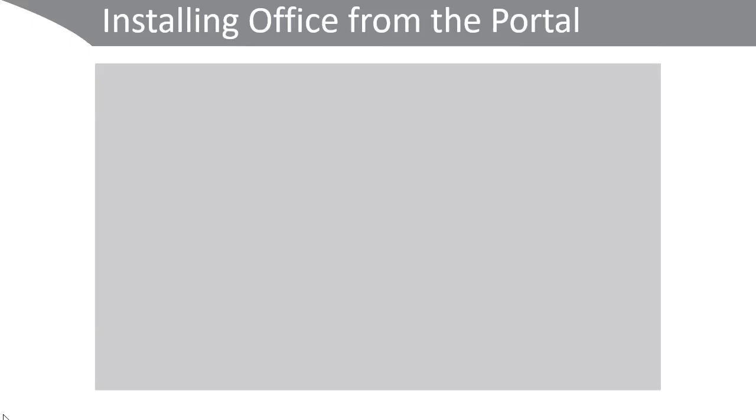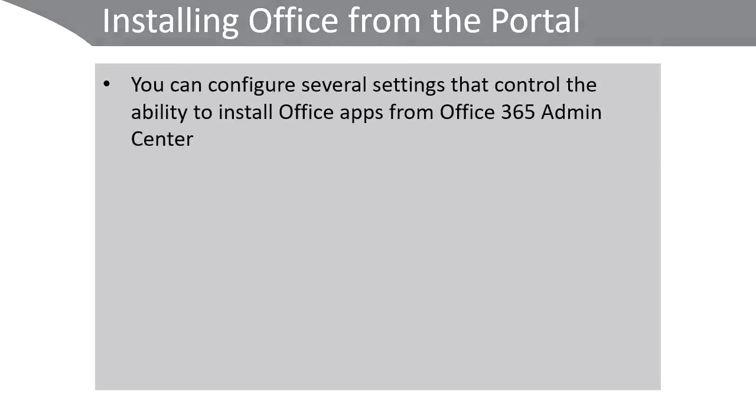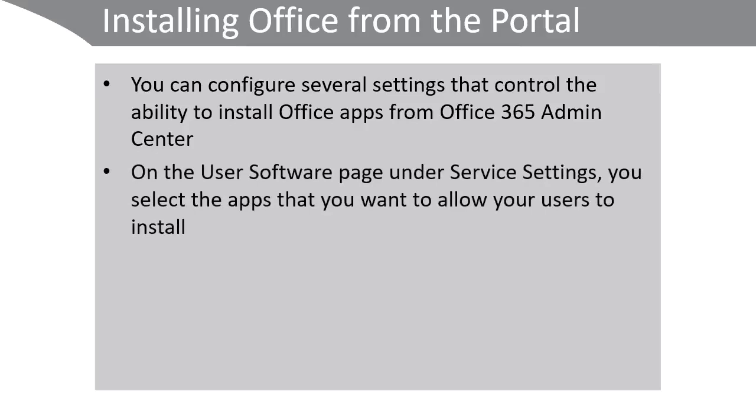Your users can install Microsoft Office from the portal. You can configure several settings that control this ability from the Office 365 Admin Center. On the user software page under Service Settings, you can select the apps that you want to allow your users to install. Users can also use a self-service method for installing Office.